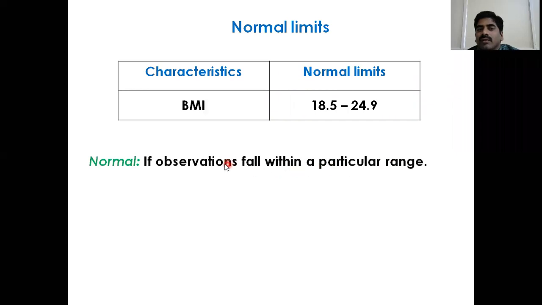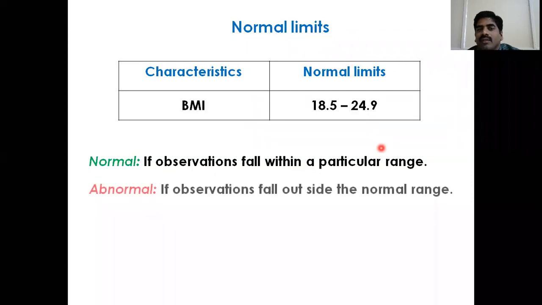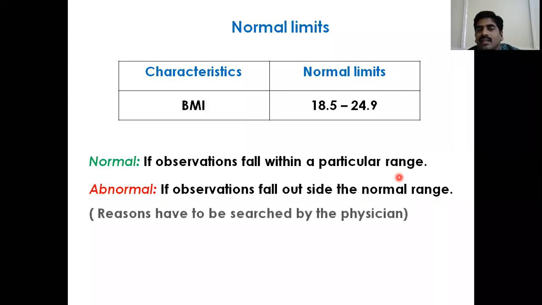What is normal? If observations fall within a particular range, here 18.5 to 24.9, then we can say any person is in a normal condition. What is abnormal? If observations fall outside the normal range, then we can say he is in an abnormal condition, so the reasons have to be searched by the physician.